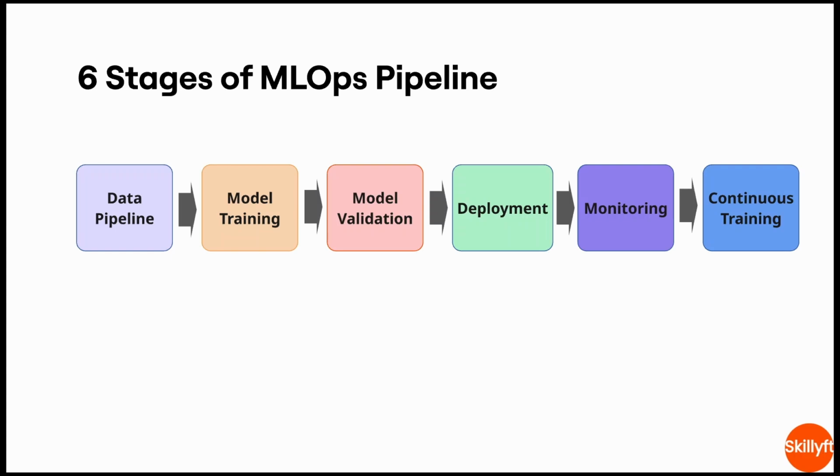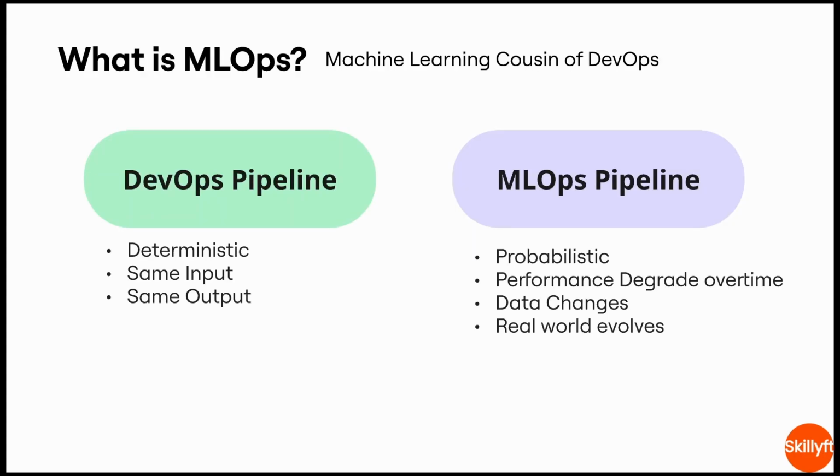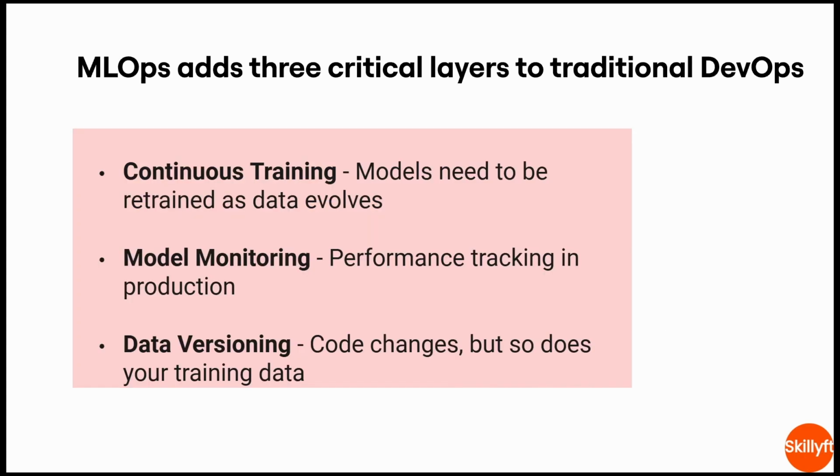If you are familiar with DevOps, the practice of automating and monitoring software development, MLOps is its machine learning cousin, but with some critical differences. Traditional software is deterministic, same input, same output. But ML models are probabilistic. Performance can degrade over time, data changes, the real world evolves, and the data pattern changes. That's why MLOps adds three critical layers to traditional DevOps.